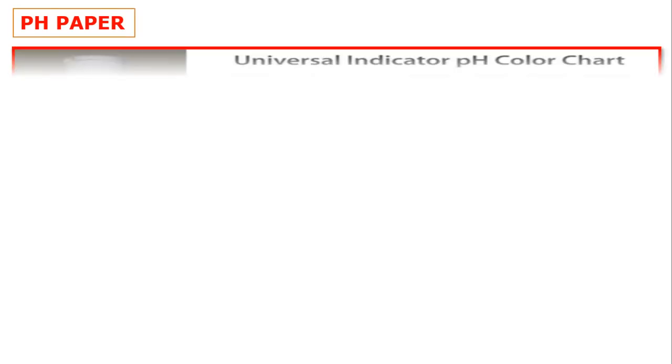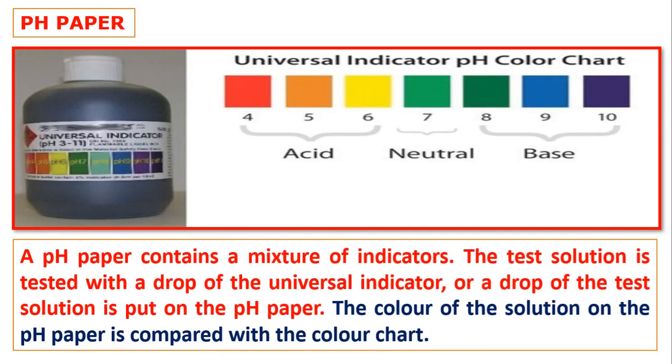pH is equal to minus log of H plus. pH is equal to minus log of H plus to the base 10. Now you come to the next one, pH paper. What does pH paper mean? pH paper contains a mixture of indicators.